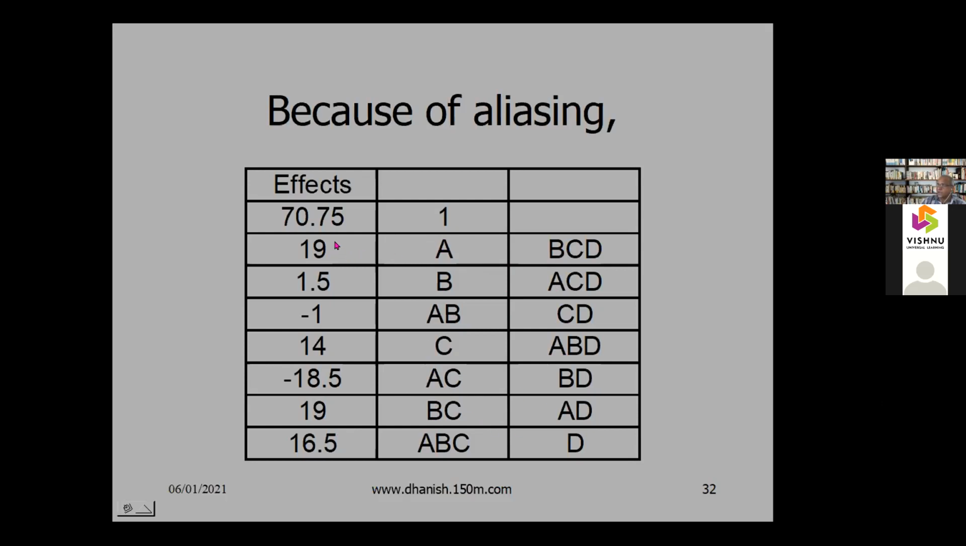So now we can see the large effects. A is large, so A can be significant. It can be either A or BCD. So if A is large, then these are also large. It can be C, AC, BC, ABC.